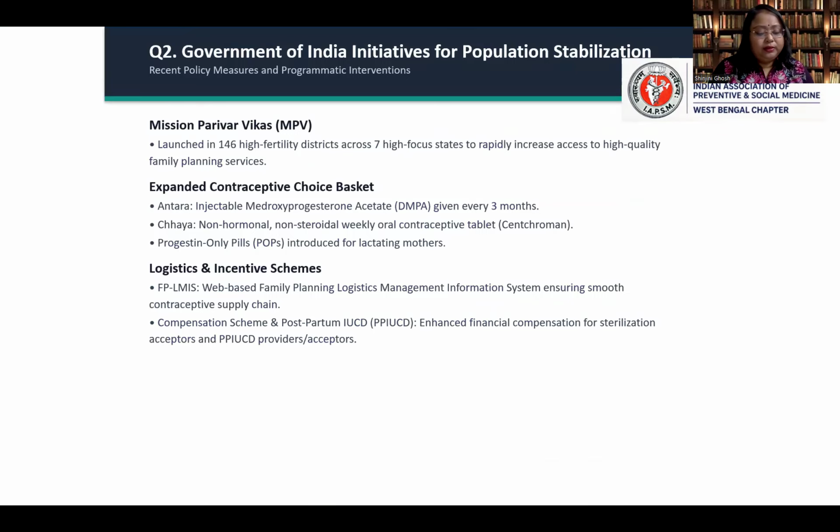Next, coming to the next part, that is, what is the National Family Welfare Program, and we have to discuss the merits and the demerits of it. So it is the Mission Parivar Vikas, as you know. It is launched in 146 high fertility districts across 7 high focus states to rapidly increase access to high quality family planning services. And what are the important things in it? The Antara, Chhaya, progestin only pills. These are the things. Okay.